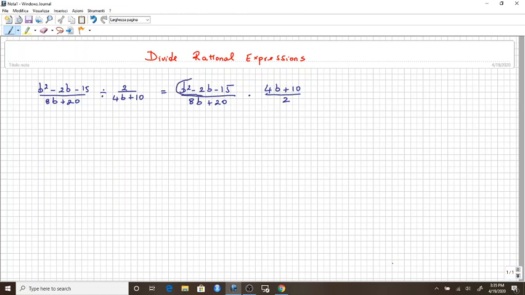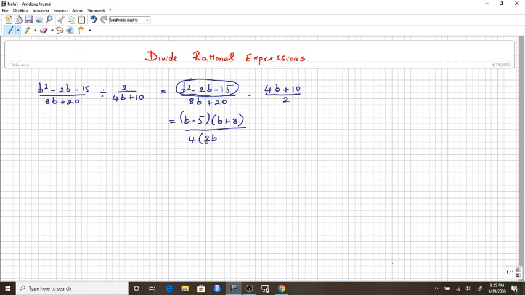Notice how we have a quadratic expression in this case. So we want to find two numbers whose product is negative 15 and whose sum is negative 2. And you should identify these two numbers as negative 5 and positive 3. So this becomes b minus 5 times b plus 3. Divide by, well, look at 8b plus 20. We have a greatest common factor of 4.